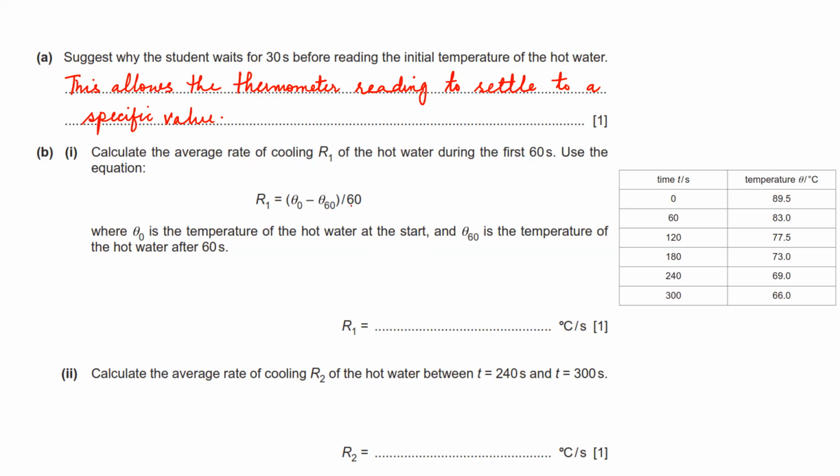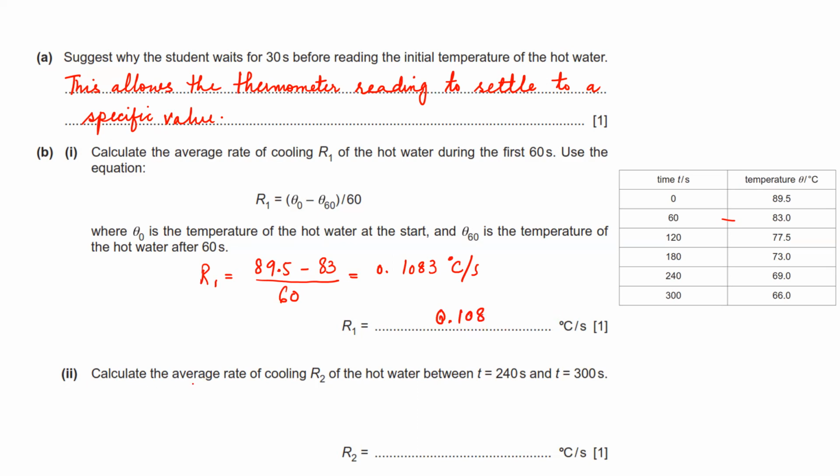Okay. Then it says calculate the average rate of cooling R of water during the first 60 seconds. Use the equation theta 0 minus theta 60, where theta 0 is the temperature of the hot water at the start, theta 60 is the temperature of the hot water at 60 seconds. So this is the value. So R1 will be equal to theta 0 as 89.5 minus 83 divided by 60, and this comes out to be 0.1083 degrees per second. So my answer, up to 3 decimal places I can go. So 0.108 degrees per second.